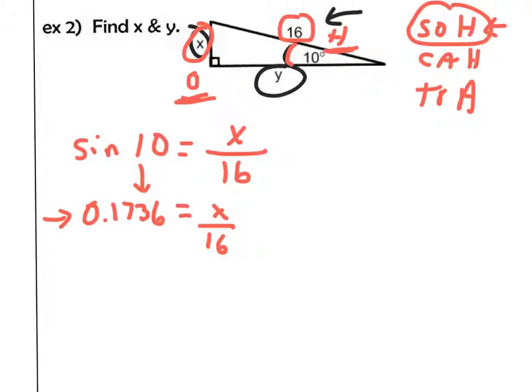Now you just have to find x. So it'd be like cross multiplying. If you want to put this over 1, you can, but basically all you have to do is multiply this by 16 to cancel this. So you multiply this by 16. So I take that number, 16, and multiply it by 0.1736. And I get x equals 2.778.